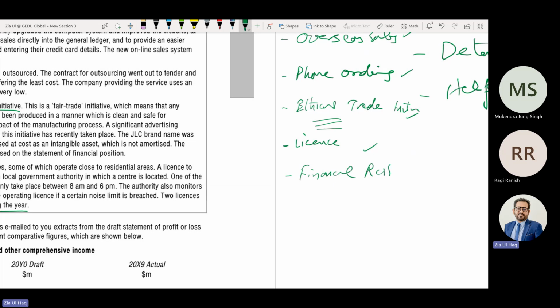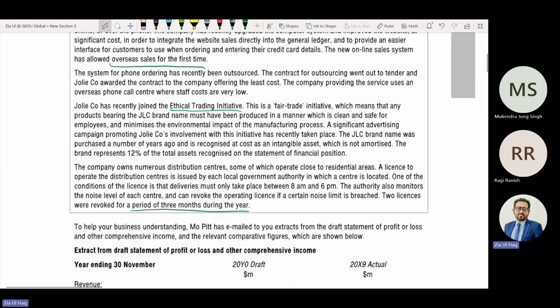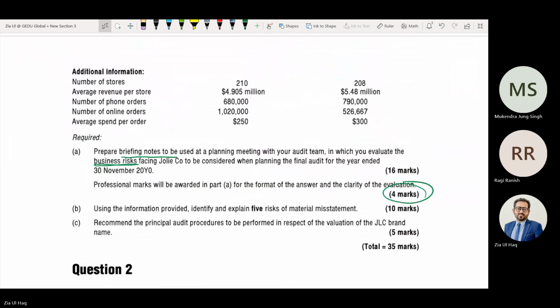Under financial risk, we will discuss this sales growth that has declined as well as profit margin that was this in the previous year and has declined to this, meaning businesses are unable to manage their fixed cost, and this could affect the business position badly. There is further information given. Additional information: number of stores has increased by 2. Average revenue per store has decreased. Business is losing customers. Number of phone orders has decreased and number of online orders has doubled.